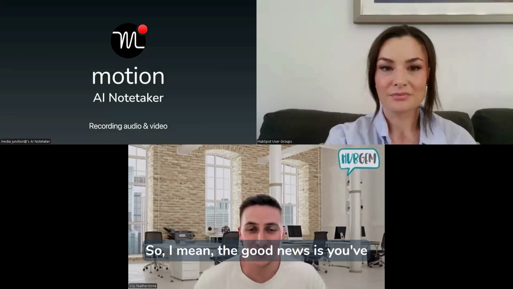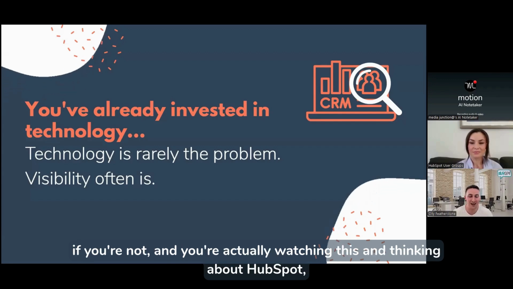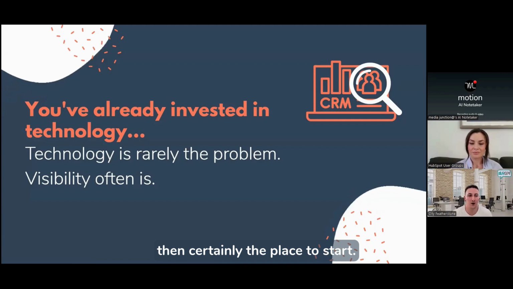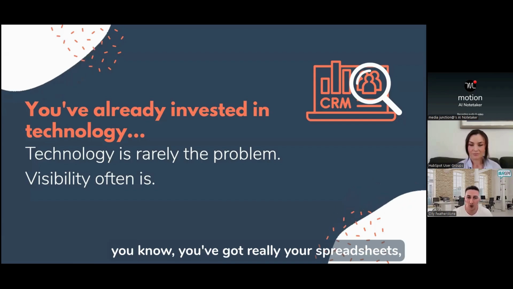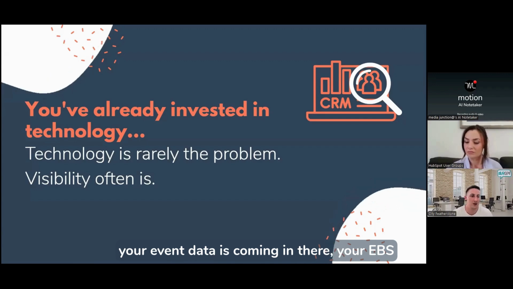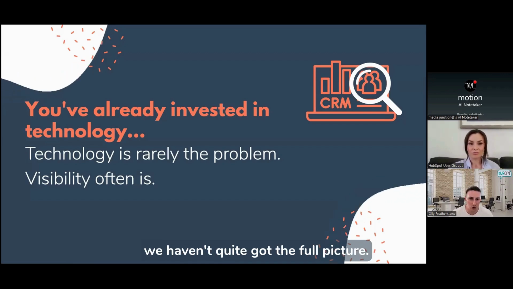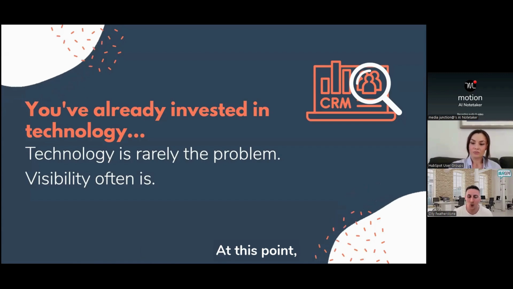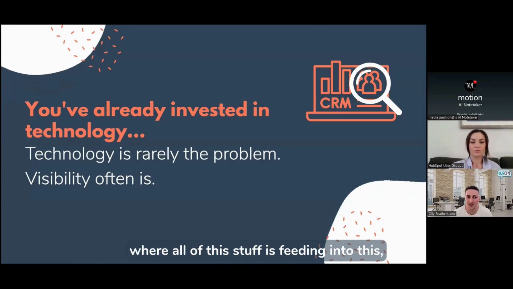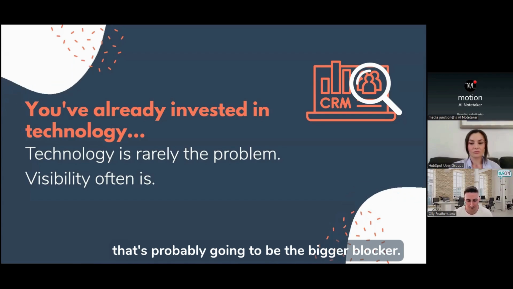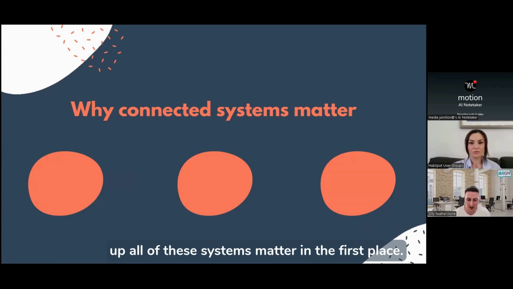So, the good news is you've already invested in your tech stack because you're using HubSpot. And if you're not, and you're watching this and thinking about HubSpot, then certainly that's the place to start. But if you're at the point where you've gone through the implementation of HubSpot, you've got rid of your spreadsheets, your event data's coming in there, your EBS systems may be connected up, but you still think you've got data in other places, we haven't quite got the full picture. At this point, your tech stack is rarely going to be the problem. And actually, it's just visibility of where all of this stuff is feeding into that's probably going to be the bigger blocker. So let's get into why connecting up all of these systems matters in the first place.